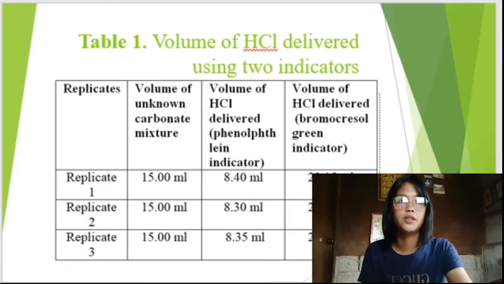And for the calculations, Table 1 shows the volume of HCl delivered using the two indicators, phenolphthalein indicator and bromocresol green indicator, within the 3 replications. Volume of unknown carbonate mixture was 15 ml.